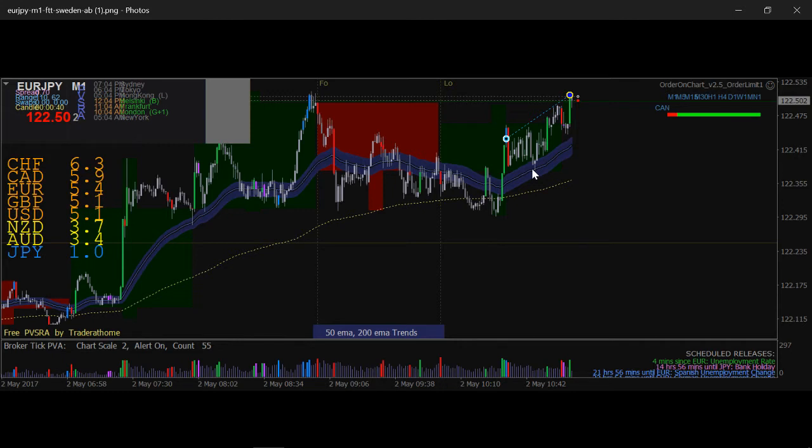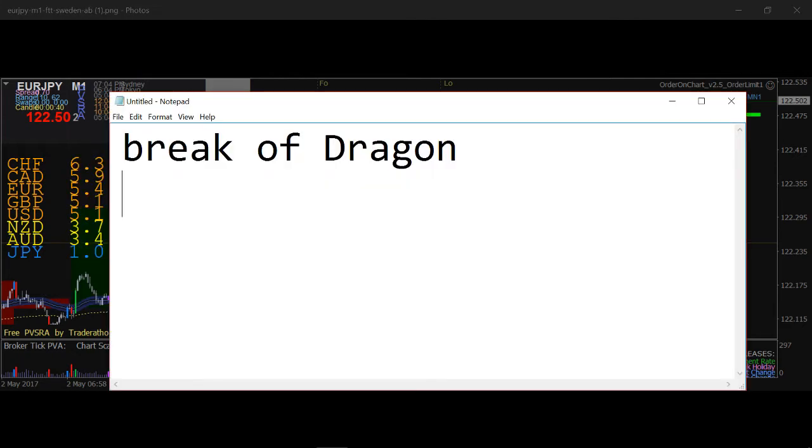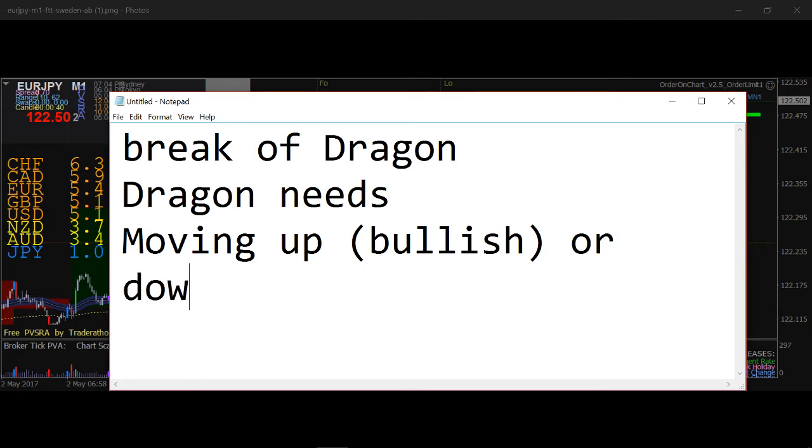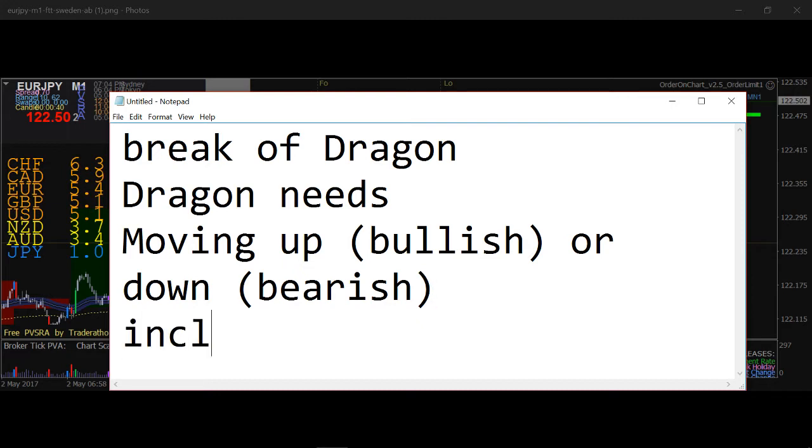What I'm looking for here is that dragon has to be moving up or down. Dragon has to be moving up or down. It has to have a nice inclination. It needs to be moving up for a bullish trade or down for a bearish trade. Inclination has to be good. What do I mean by inclination?